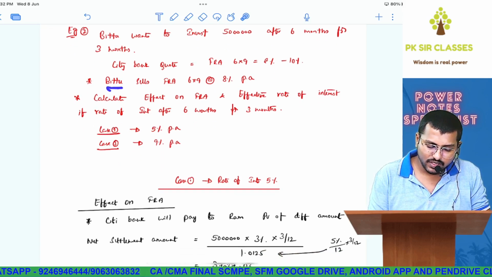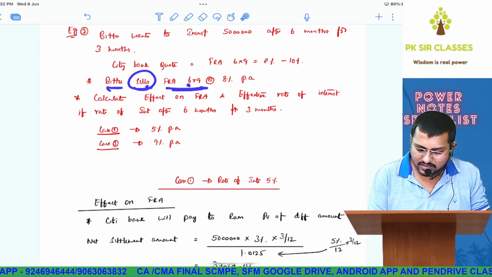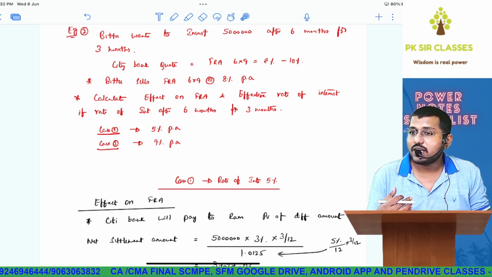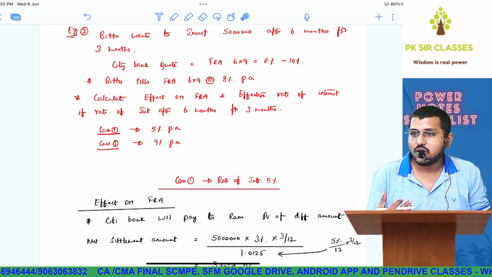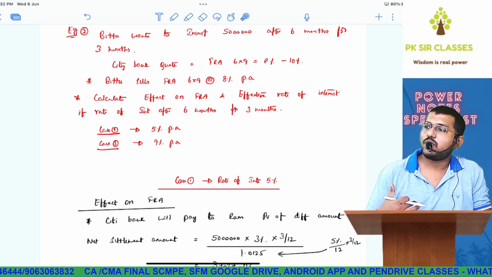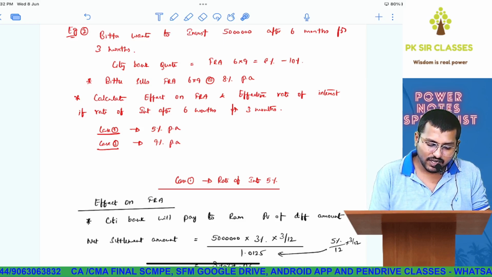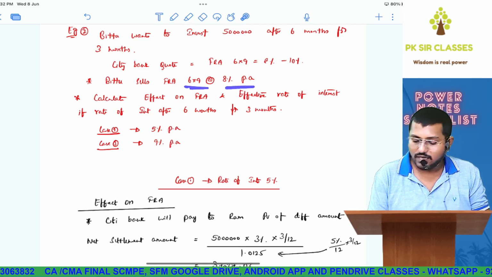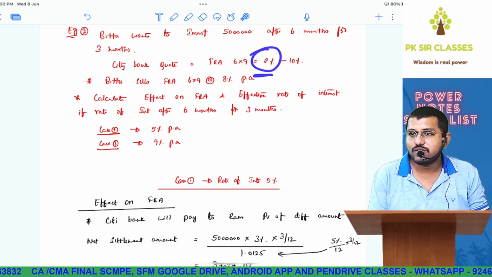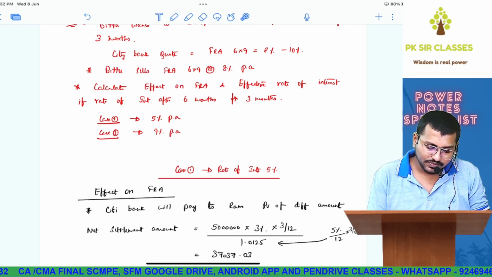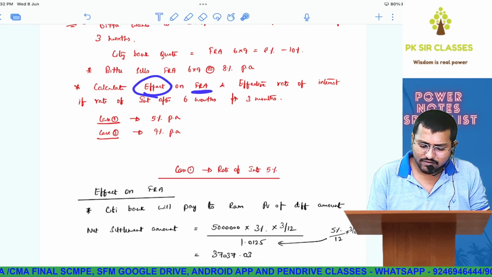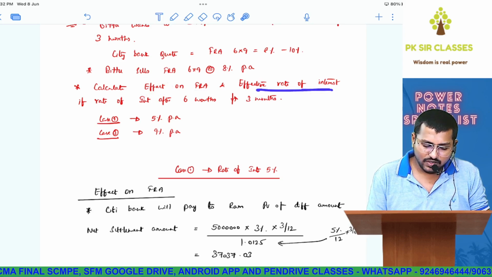What is Bittu doing? He sells FRA 6 into 9. Sells means he is depositing. We call it a contract to invest. It is not a contract to borrow. He sells FRA, which means he invests, 6 into 9 at 8% per annum. Obviously, when you invest, the bank will give you less. Chalo. What are we going to calculate? We're going to calculate the effect on FRA and the effective rate of interest.